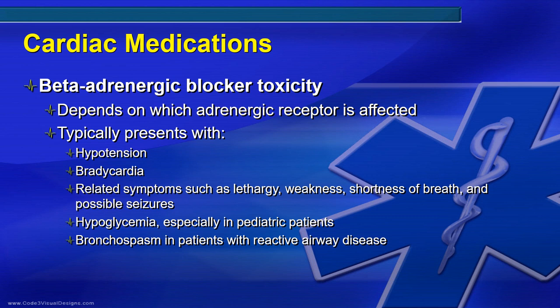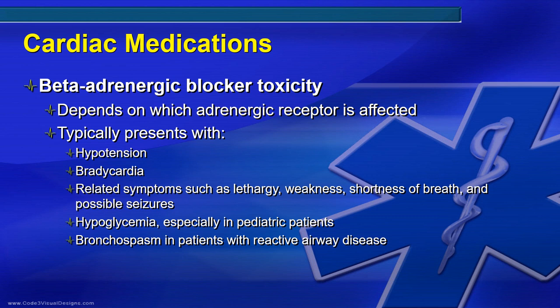Typically, though, beta blocker toxicity will present with hypotension and bradycardia. You may also see symptoms that are related to the decreased cardiac output: lethargy, weakness, shortness of breath, possible seizures. Hypoglycemia could be seen, especially in pediatric patients, and bronchospasm in patients with reactive airway disease. You may want to consider atropine for symptomatic bradycardia, but it may be useful only in mild doses.